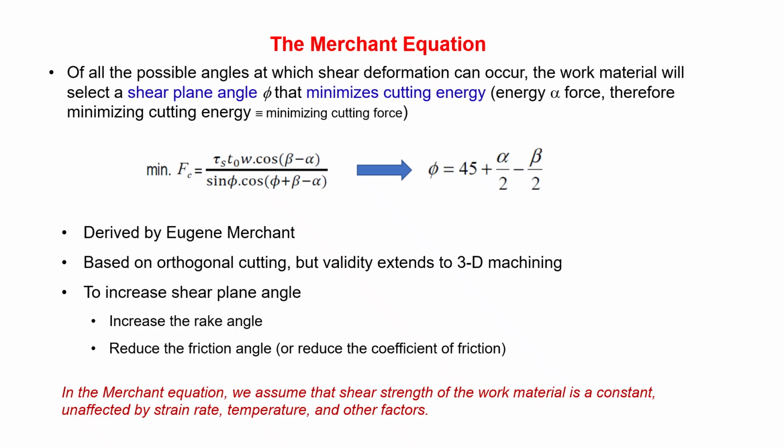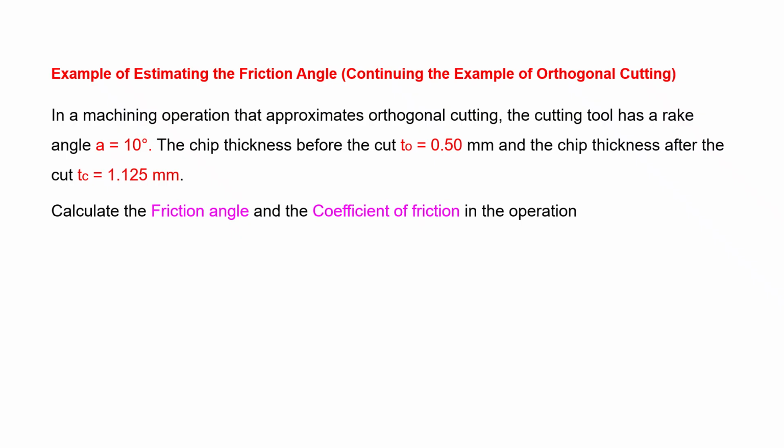So let's go back to the question and do the calculations. We have a cutting tool rake angle alpha given as 10 degrees. The chip thickness before the cut was 0.5 millimeters, and the chip thickness after the cut was 1.125 millimeters. We're going to use these parameters to find the value for beta, which is the friction angle, and the value for the coefficient of friction, which is mu.